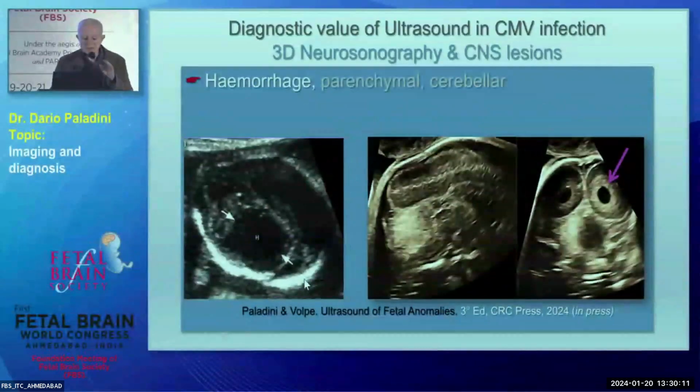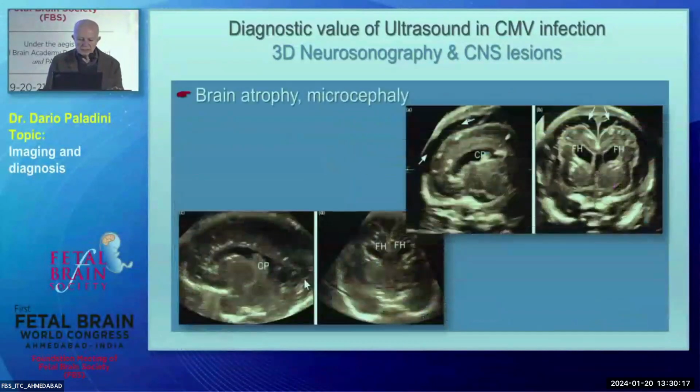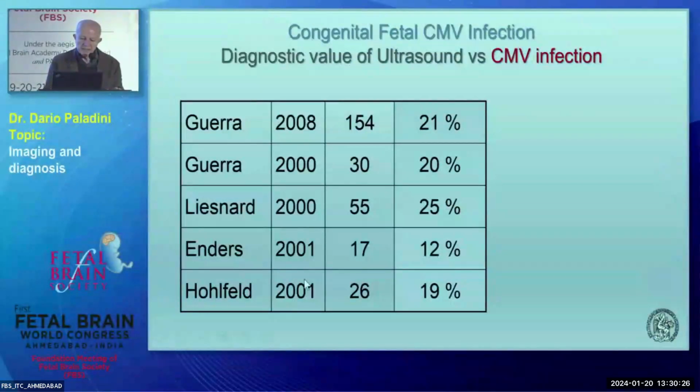And also CMV is a major contributor of intraparenchymal hemorrhage, both supratentorial and infratentorial, as I showed you. And also brain atrophy, it's the final stage of CMV infection. And you see microencephaly and microcephaly. The diagnostic value of ultrasound for CMV is very, very low.